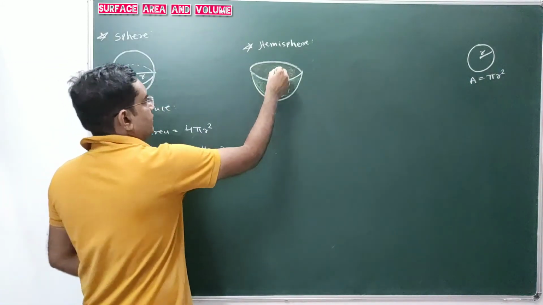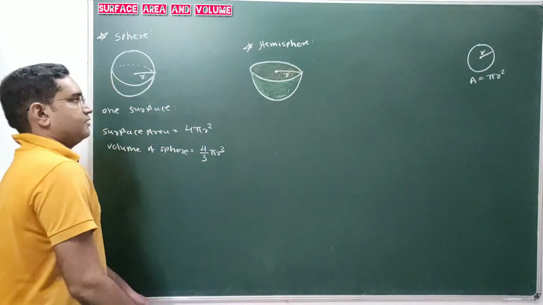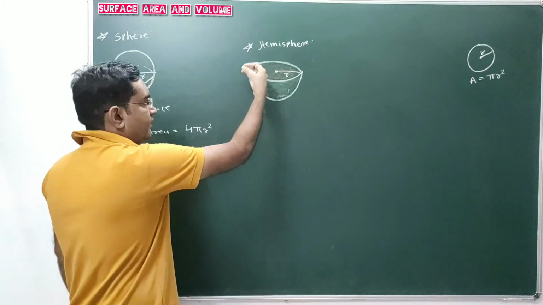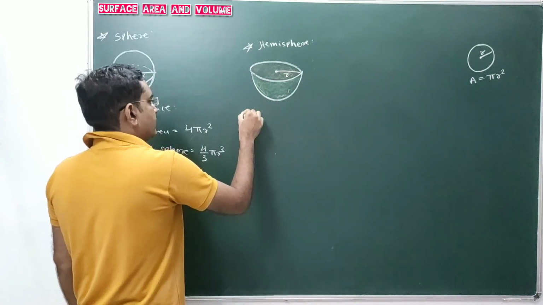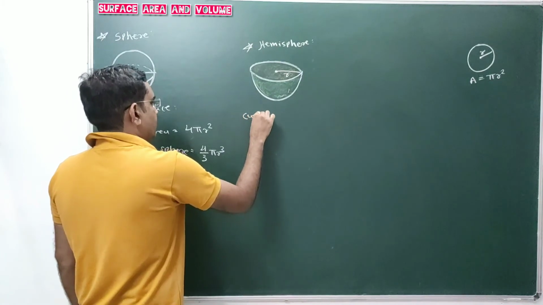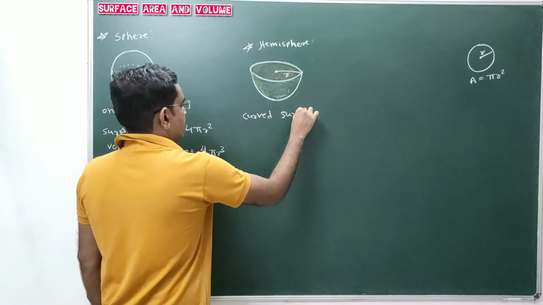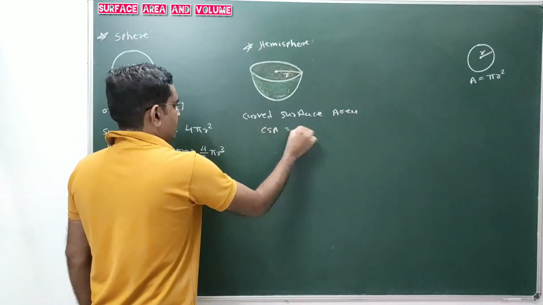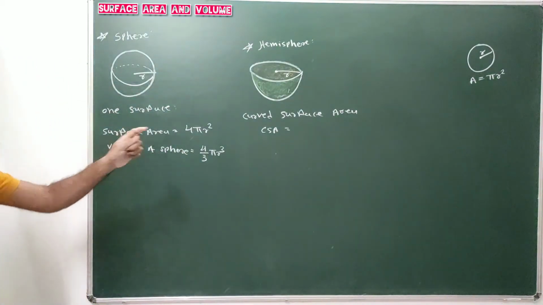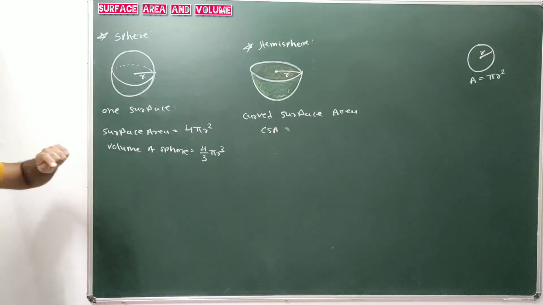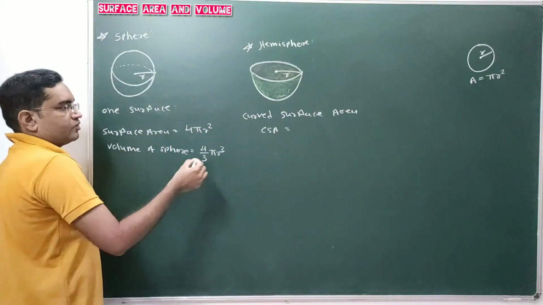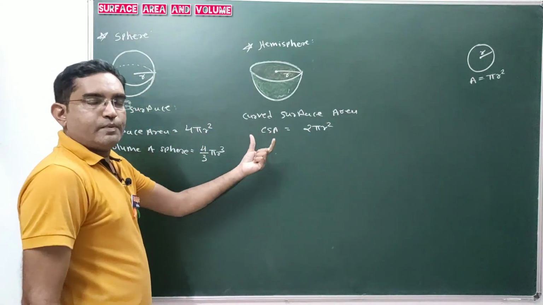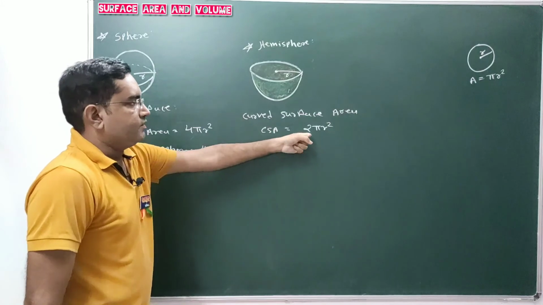For this hemisphere, this is the radius r. Two surfaces are there, curved surface area and the top part. Curved surface area, CSA, of this hemisphere is nothing but half of the surface area of the sphere. Surface area of the sphere is 4 pi r square, so half is 2 pi r square. Area of the green part of watermelon, that is curved surface area of hemisphere, is equal to 2 pi r square.